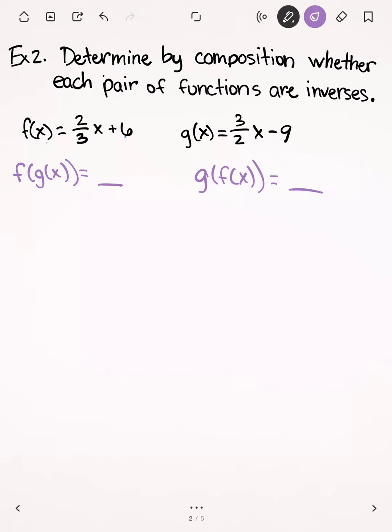If you want to write down in your notes: input x, output x, then the functions are inverses.